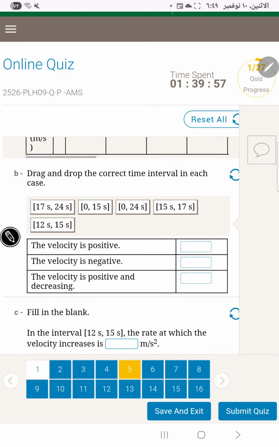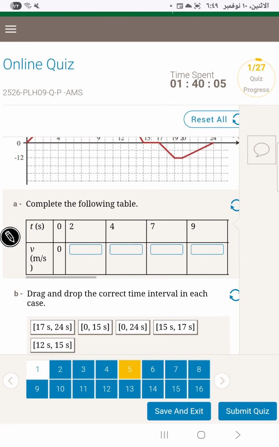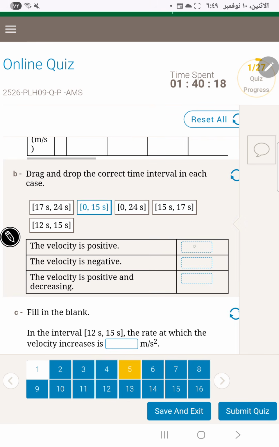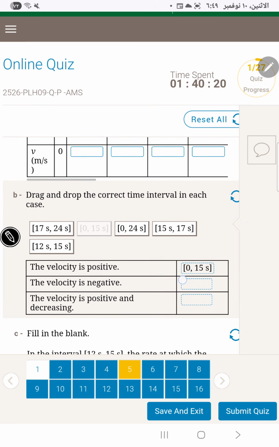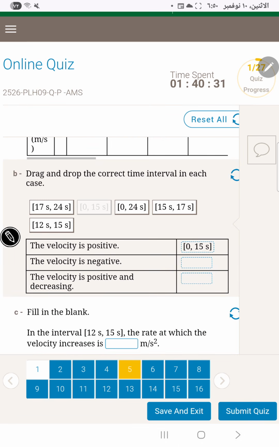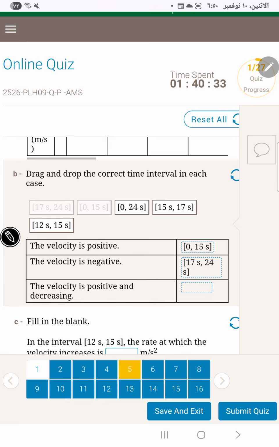Next question. Drag and drop the correct time interval in each case. The velocity is positive whenever it is above the x-axis, like this. Here, from 0 to 15. So here you have to choose from 0 to 15, the velocity is positive. Now the velocity is negative when it is below the x-axis, in this part. So from 17 to 24, the velocity is negative.